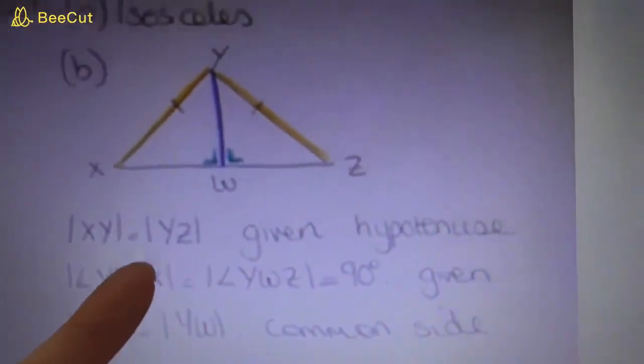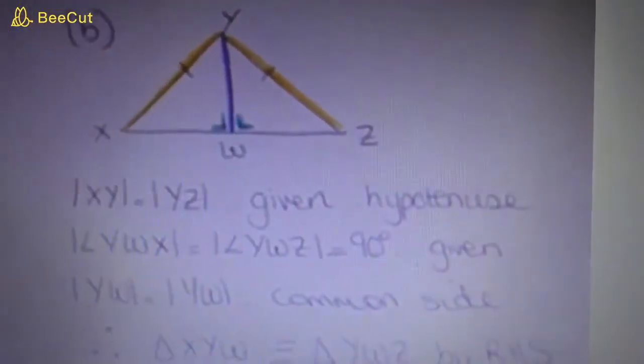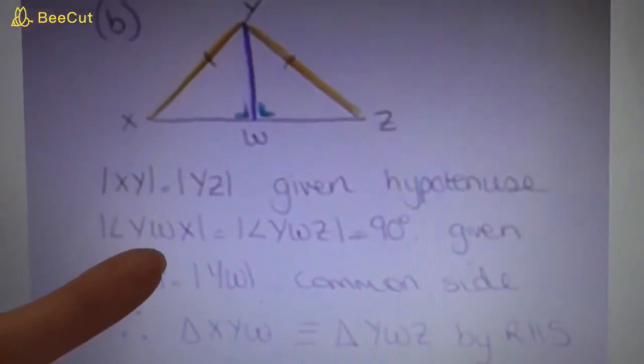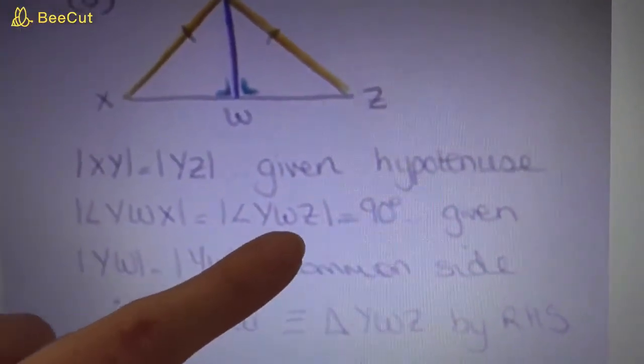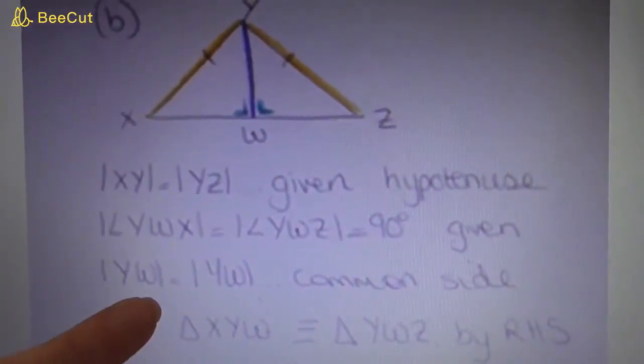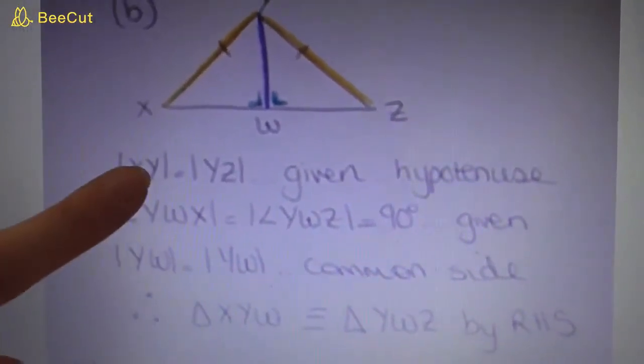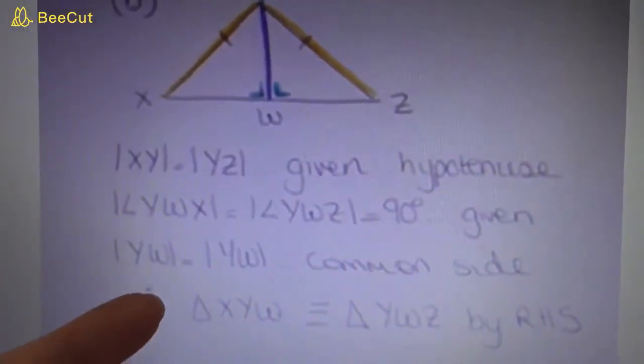So, the length of XY is equal to the length of YZ. That was given. It's the hypotenuse. That was given. The 2 little strikes taught me that. Angle YWX is equal to angle YWZ because they're both 90 degrees. That was also given. The length of YW is equal to the length of YW because it's a common side that they share. So I've got a side, I've got an angle, and I've got a side.